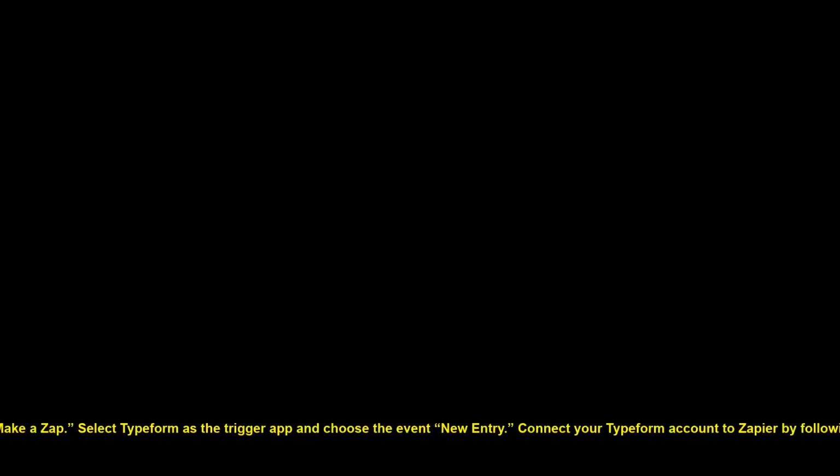To automate user feedback, integrate Typeform with tools like Zapier. Log into your Zapier account and click on Make as App. Select Typeform as the trigger app and choose the event New Entry. Choose the specific Typeform you created for user feedback.